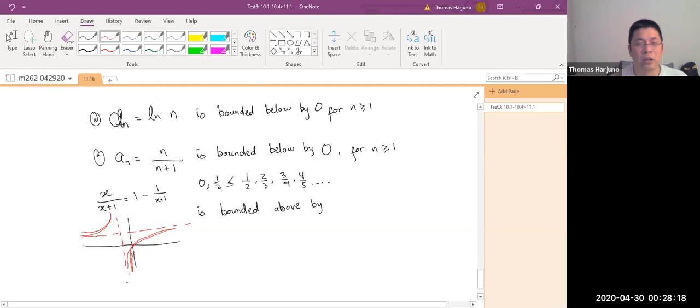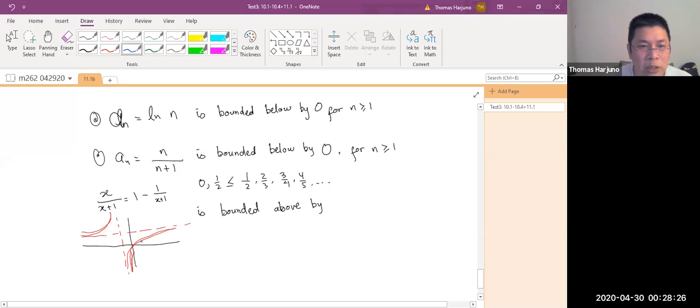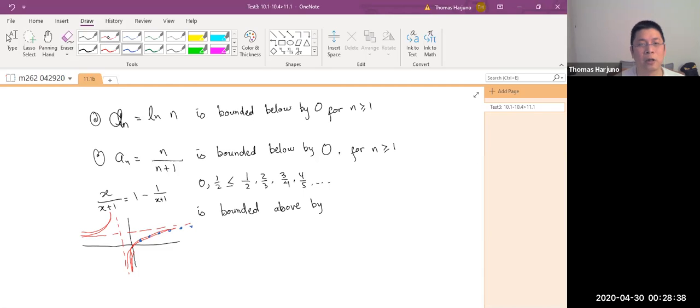Okay, so the function itself is not bounded above or below, but the sequence will be bounded below because we start from n equals 1, right? And it goes to positive infinity. Now you see that it's also bounded above, right? You see the upper bound is actually 1, but if you call that 2, you're totally fine.